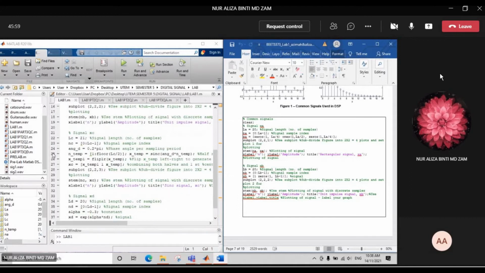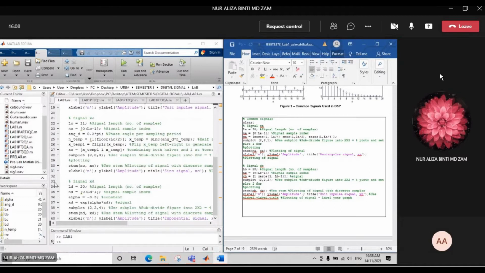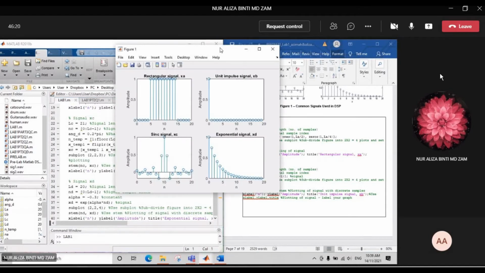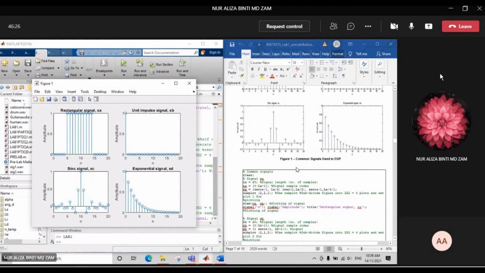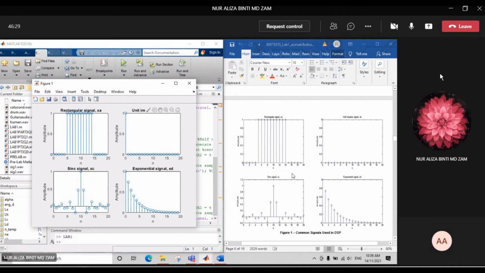From line 21 to line 31 is the coding for the sinc signal, and then we subplot 2, 2, 3. The coding from line 33 to line 40 is for the exponential signal, and we subplot 2, 2, 4. Okay, so we run the coding. As we get here, this is the graph, and we get the same graph as in the MATLAB lab sheet. The first one is the rectangular signal, the second is the unit impulse signal, the third is the sinc signal, and the fourth is the exponential signal.